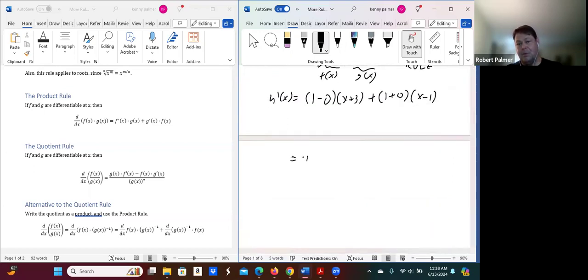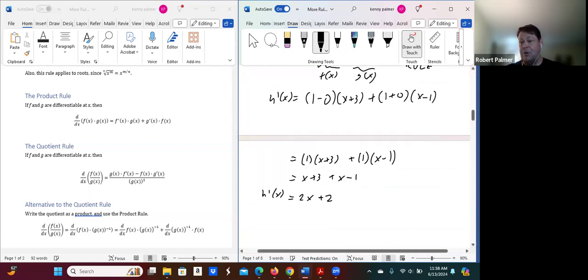And so that's going to be, of course, 1 times x plus 3 plus 1 times x minus 1. Okay, and so we have x plus 3, then plus x minus 1. Let's combine our like terms. And so it's going to be 2x plus 2. Okay, and that's my derivative.